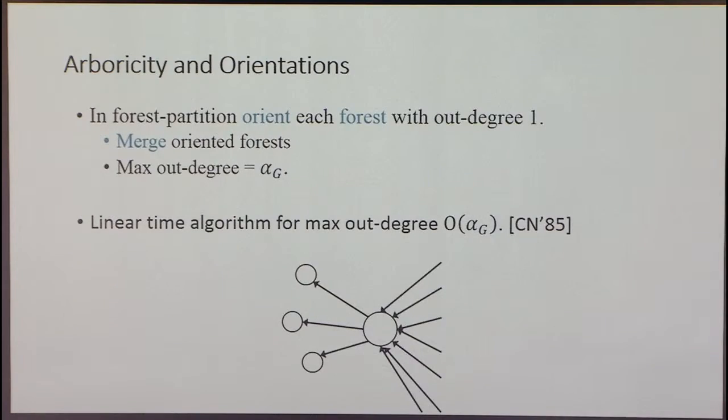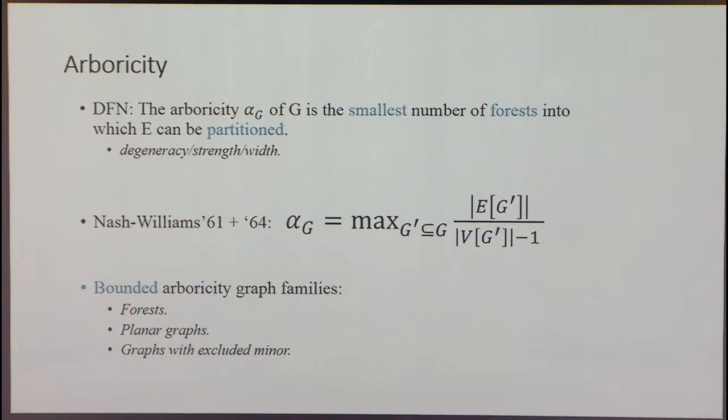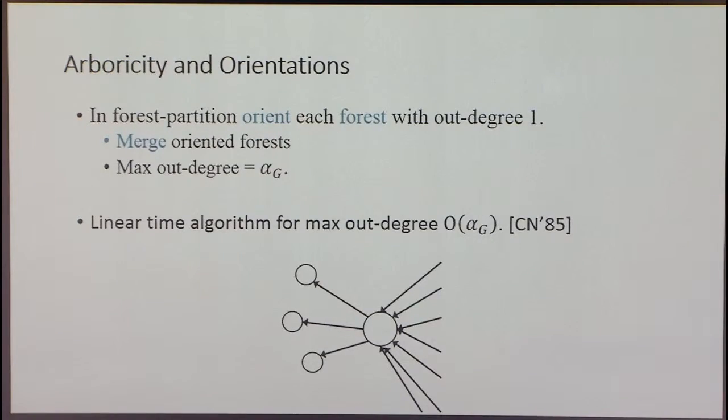How is this related to orientations? Going back, the arboricity is the smallest number of forests into which E can be partitioned. Let's say we somehow find this partitioning into forests. We could orient each forest to have out degree 1. For each connected component, which is a tree, pick one of the vertices to be the root, and orient all of the edges towards the root. So the out degree is at most 1, and then we merge all the oriented forests together, so the out degree is at most the arboricity.